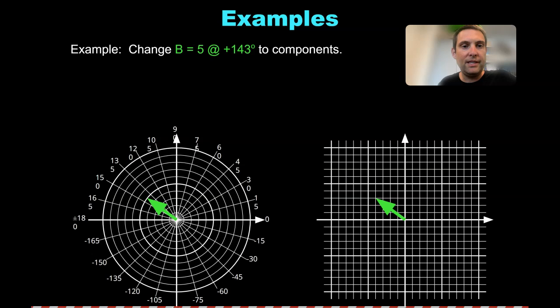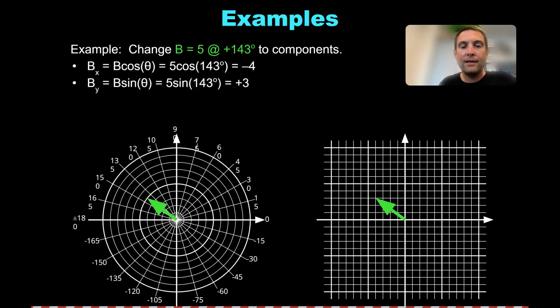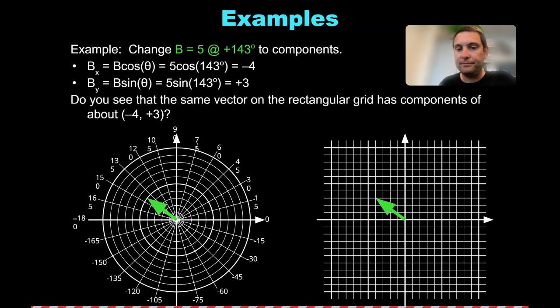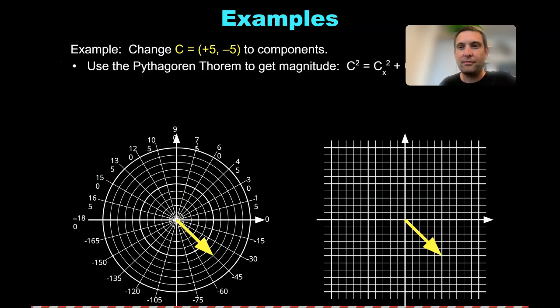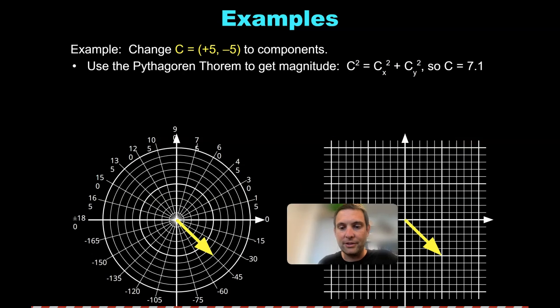Now change B equals 5 at 143 degrees to components. Pause the video, try it for yourself. Here comes the answers. Negative 4, positive 3. Do this on your calculator. Don't just count the boxes. That's not real interesting.